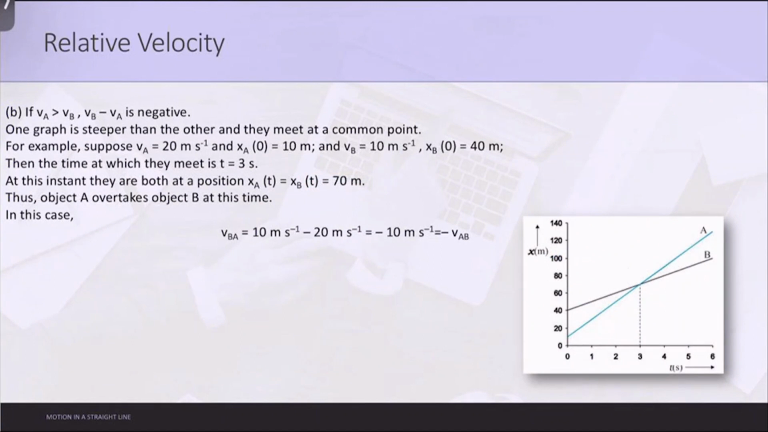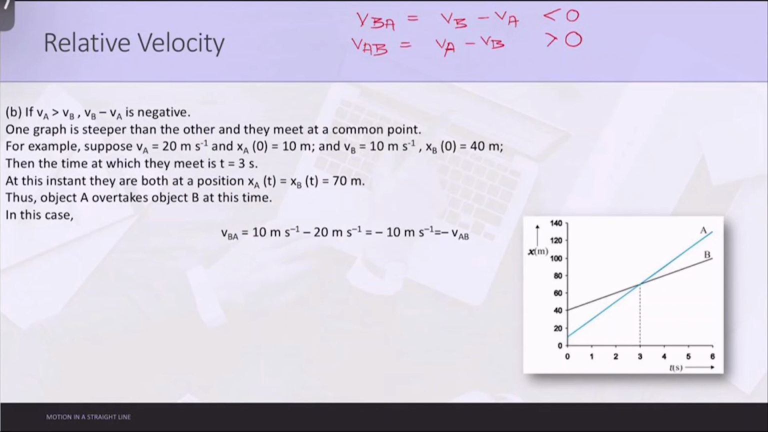Fine. Moving on to the next part, let us say now VA is greater than VB. So let us first understand. First of all, let me write. VBA is VB minus VA. VAB is VA minus VB. As it is given that VA is greater than VB, this one is negative and this one is positive. Right, let's move on.